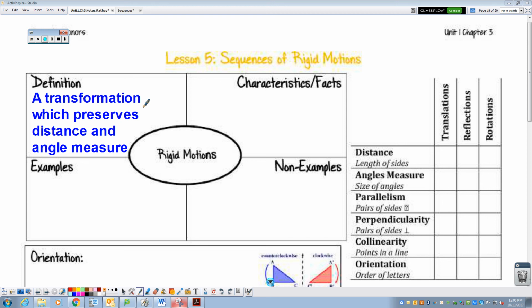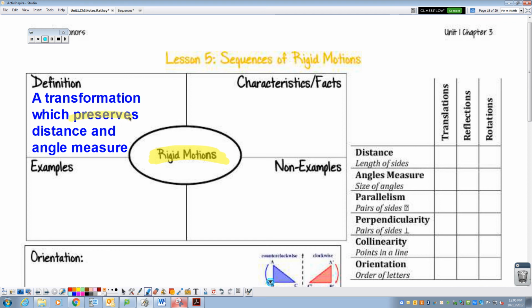Okay, this video is going to be for lesson 5, which covers sequences of rigid motions, and it's not meant to be a full lesson, but really just an introduction to rigid motions, which we're going to talk a little bit more about in class. The definition of a rigid motion is that it's a transformation which preserves distance and angle measure.